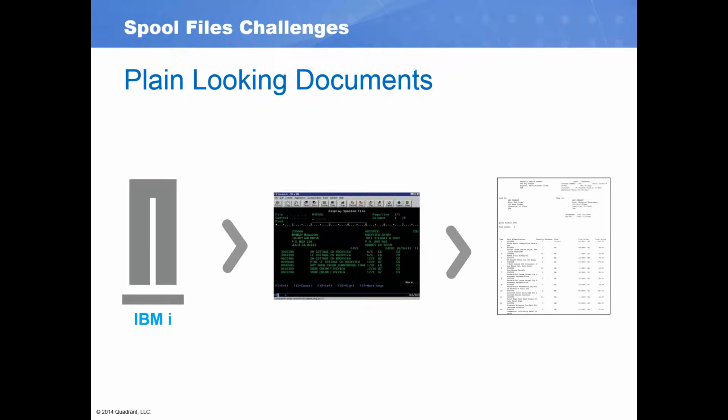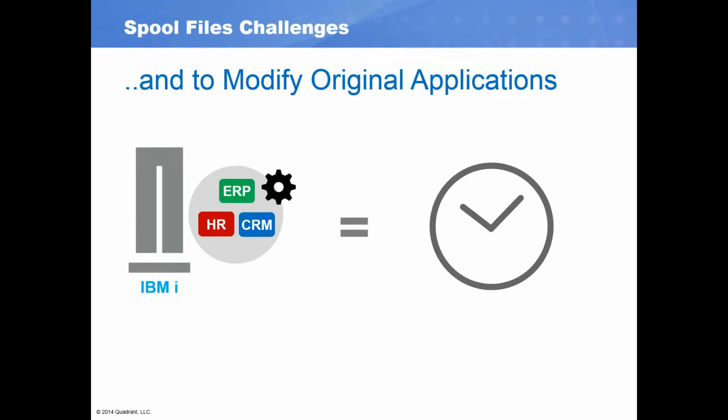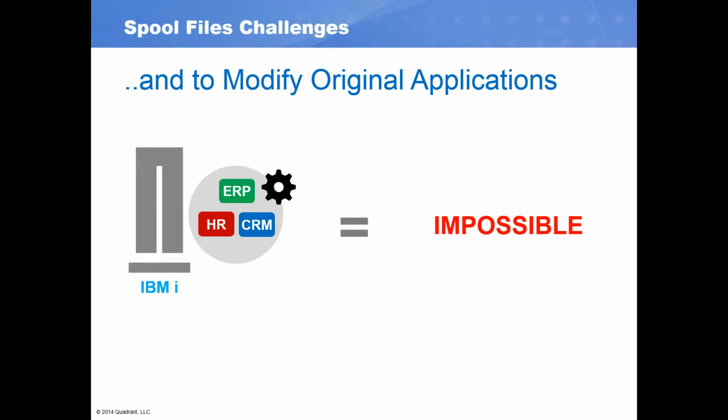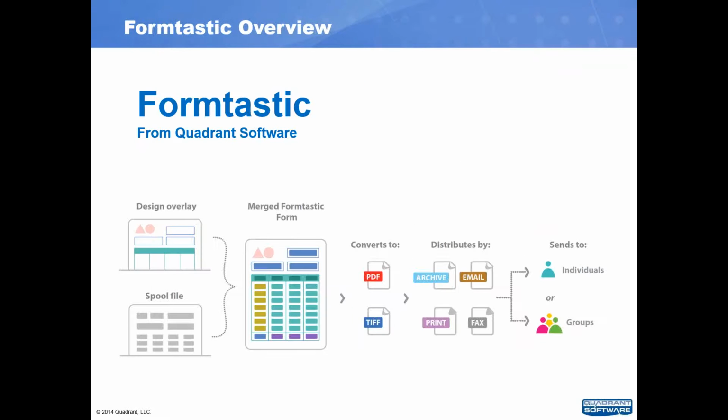They may not reflect your company's brand. You can't have logos, images, colors, or different fonts. One option is to manually copy-paste the data into a new document, but this is a time-consuming effort. And so is modifying the report or application. In fact, recoding applications to format a spool file can be a very time-consuming development initiative, and in some cases, your spool files are being generated from a bundled, pre-packaged application that simply can't be modified. Once the document is created, you still have to worry about manually distributing and archiving.